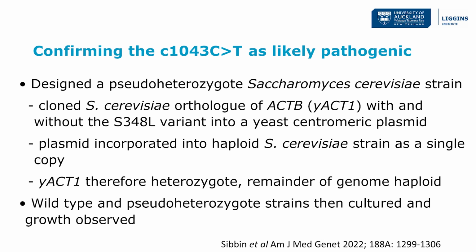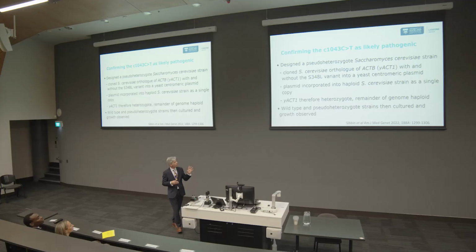This is Austin Gandy and his group in the School of Biological Sciences, who did this in collaboration with us. They designed a pseudoheterozygote Saccharomyces cerevisiae strain. That's a yeast, brewer's yeast. So they cloned one of these yeast strains with both the wild type of the ACTB gene and also a variant matching the variant we found in these babies. This was then incorporated into a haploid strain, and therefore the ACTB gene equivalent was heterozygote, whereas the remainder of the genome was haploid.